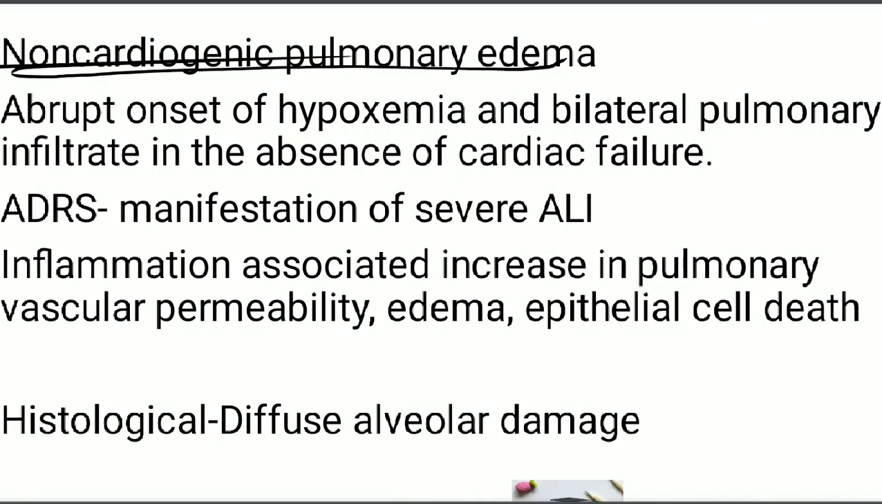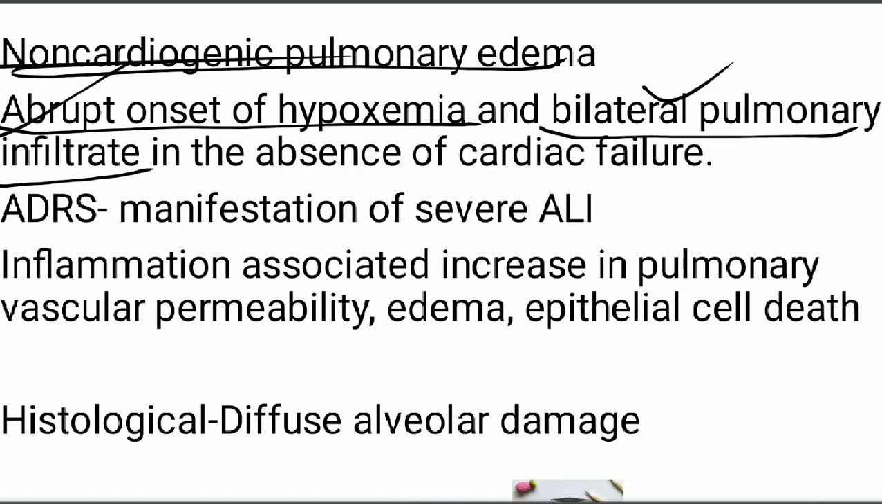In the absence of cardiac failure, the patients will have abrupt onset of hypoxemia, and bilateral pulmonary infiltrates will be present. Acute lung injury is characterized by abrupt onset of hypoxemia and bilateral pulmonary infiltrates. Acute respiratory distress syndrome is the manifestation of severe acute lung injury. Acute lung injury is the milder form, and it will progress later into ARDS.